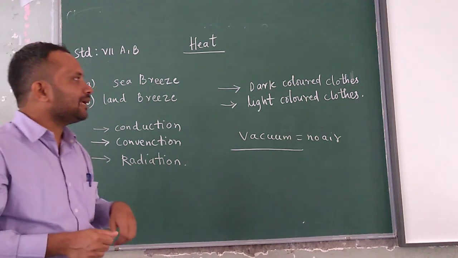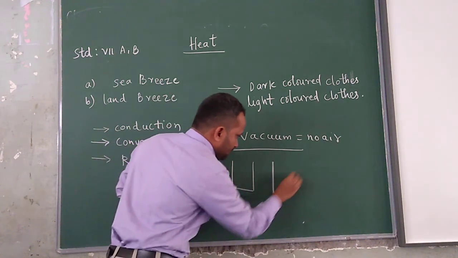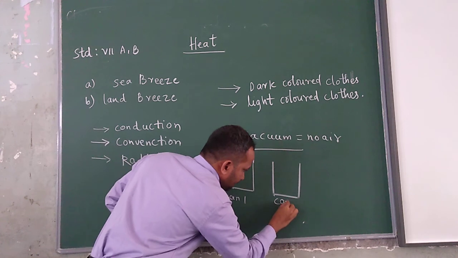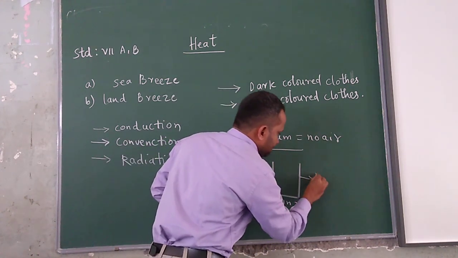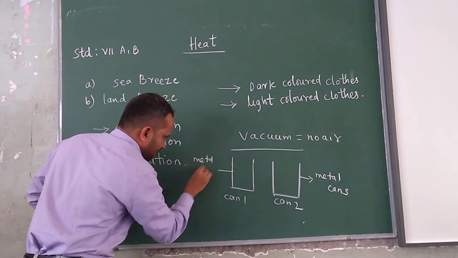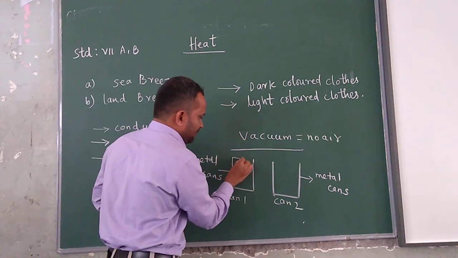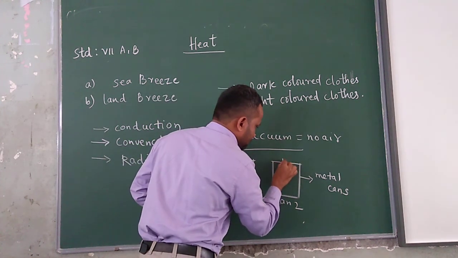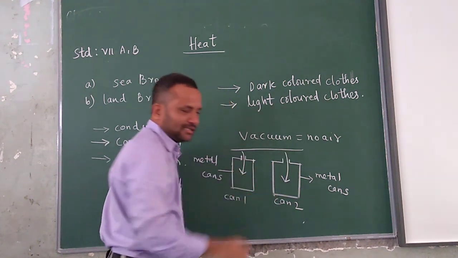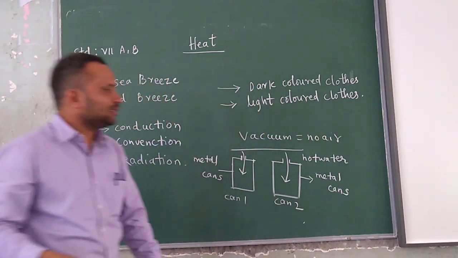Then I should speak about, children, something I would like to tell you. Let me name these as can 1 and can 2. Let these be metal cans, children, metal like aluminium. Now let them be closed. To both these cans I will add water.